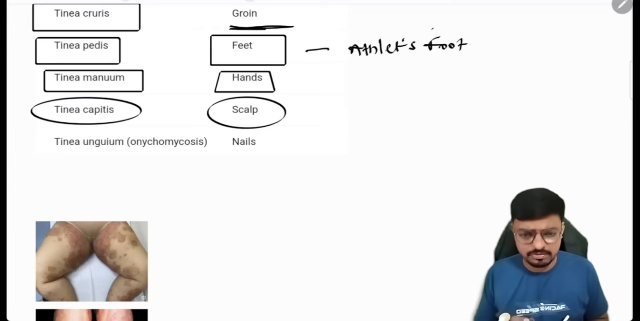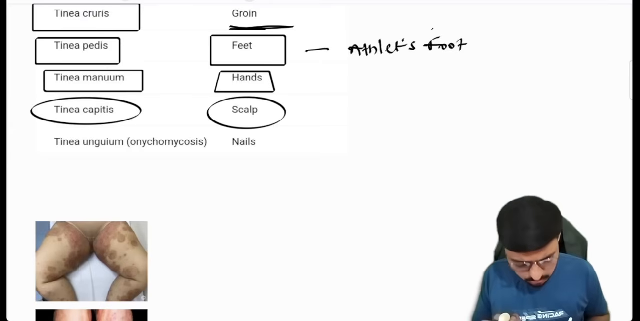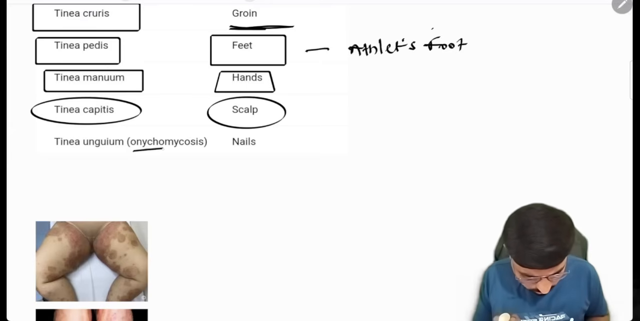Very, very important. If the fungal infection is happening to the nails, that one we call tinea unguium or onychomycosis. Okay, so that is the fungal infection of the nail.